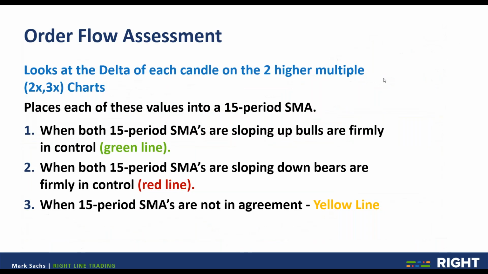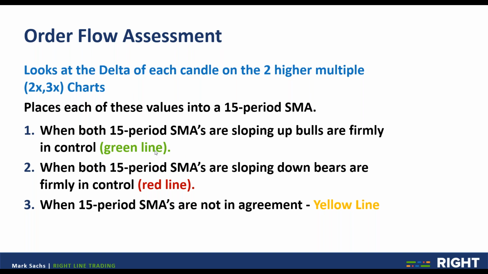So what we do for all of our analyses is we only use the 2 higher multiple time frames. And what we do is we create a 15-period SMA on the 2 higher multiple charts. If you trade time, you take the time on your chart. Say it's a 2-minute, multiply it by 3, it's a 6, multiply it by 3, it's an 18. So we look at the 6-minute and the 18-minute. Each creates a 15-period SMA. So we use the average market delta of the last 15 candles, and we create 2 simple moving averages.